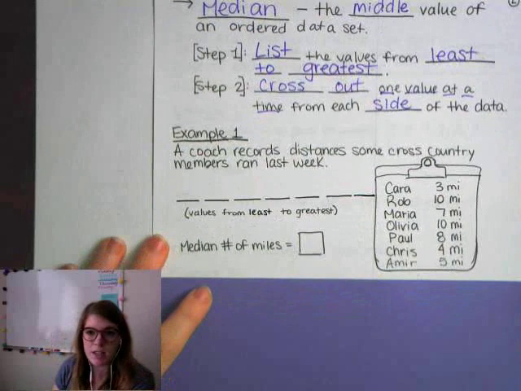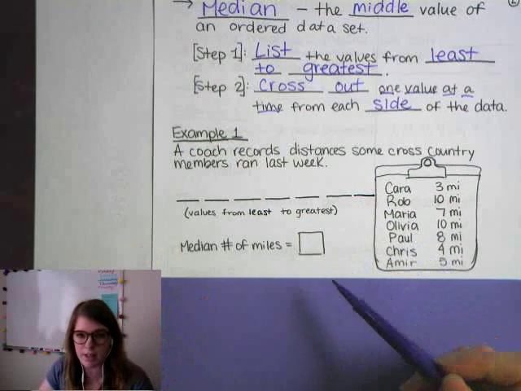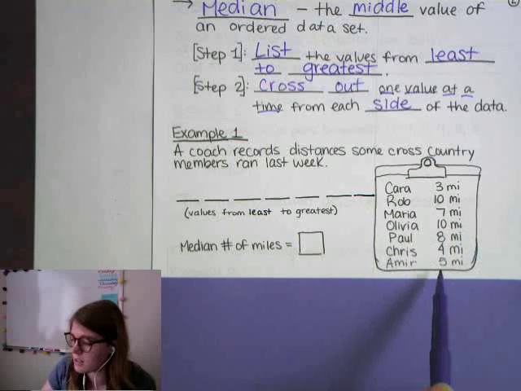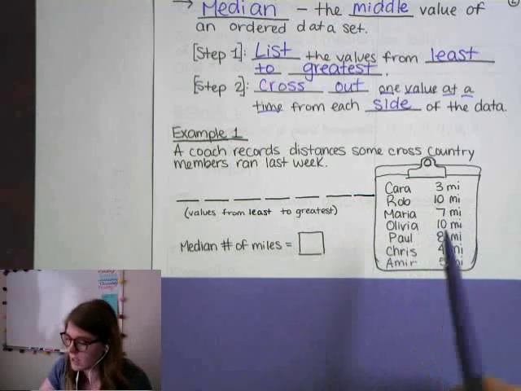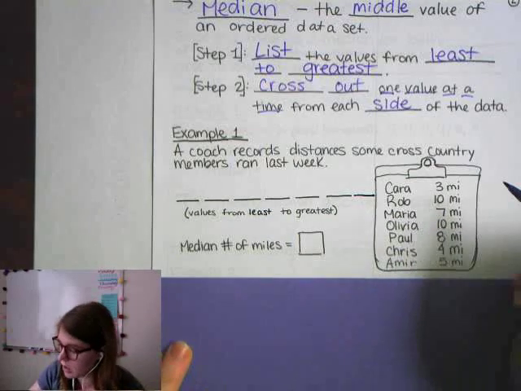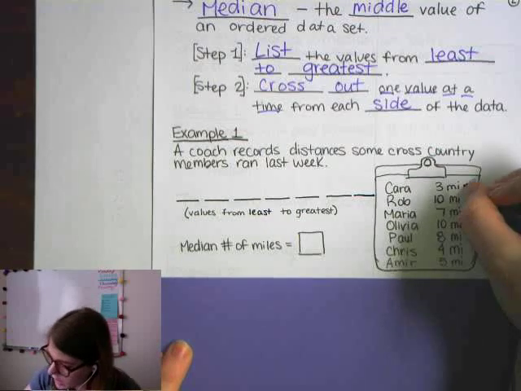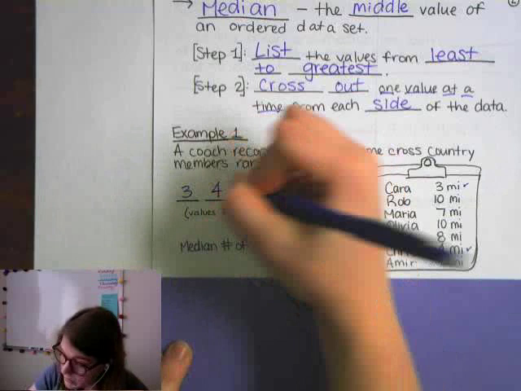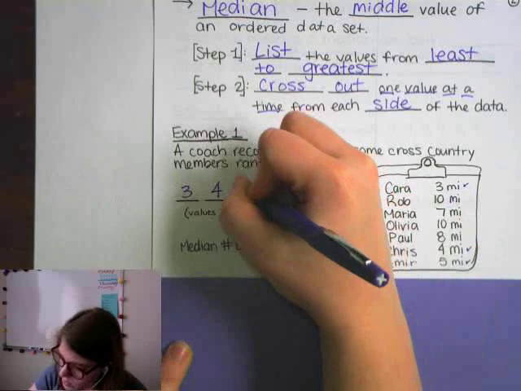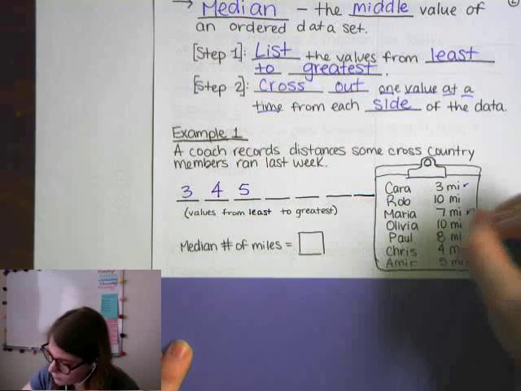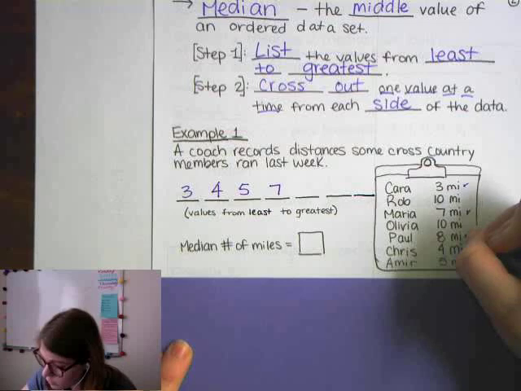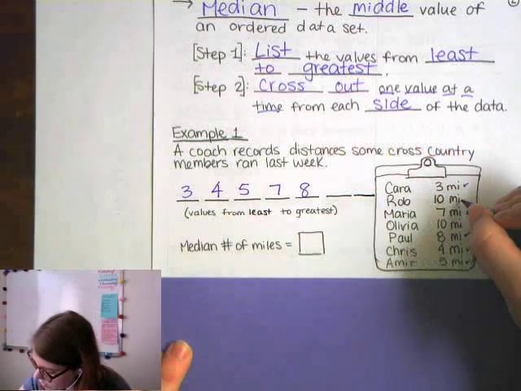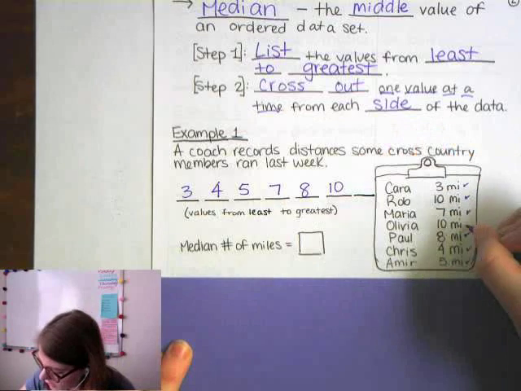A coach records distances some cross-country members ran last week. So here's my little clipboard from my coach, and these are all of the distances that the cross-country members ran. So if we put those in order from least to greatest, I'm going to give myself a little check as I write them down just so I don't repeat any or miss any values. When you're doing median, you might miss a value. You might have to rewrite your list or squeeze something else in there. So that's okay. Just always make sure you're double checking.